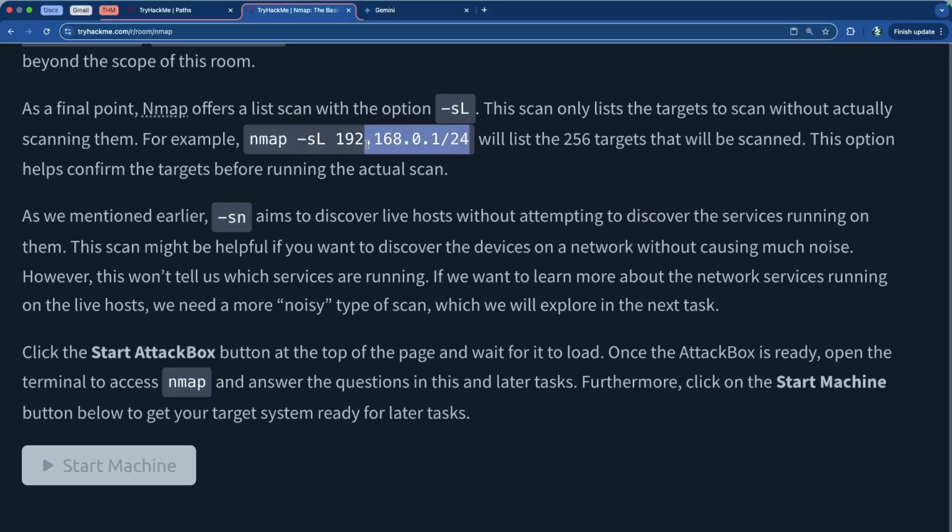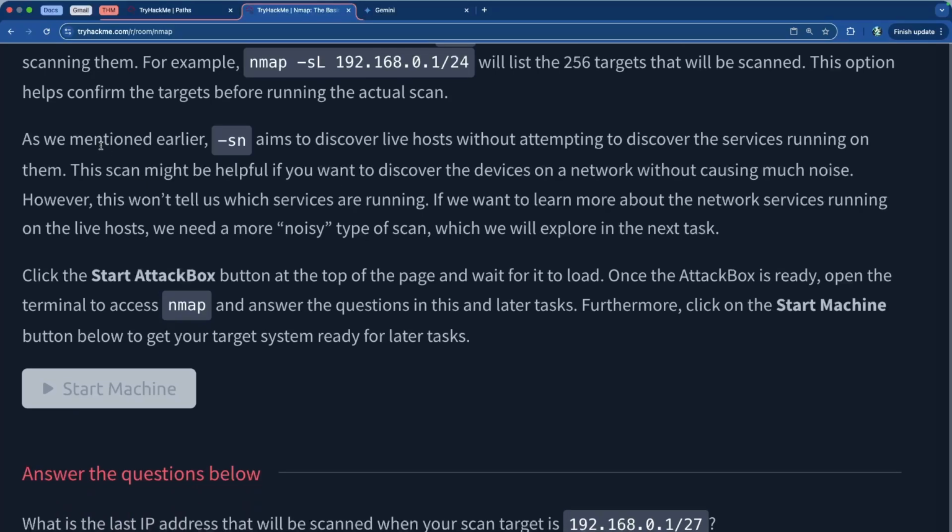And so if you do a range like this, there are 256 targets, because each one of these sections that you see here can go from 0 to 255. So it includes 0, and then it includes 1 to 255, which is a total of 256. So that's kind of what that looks like.